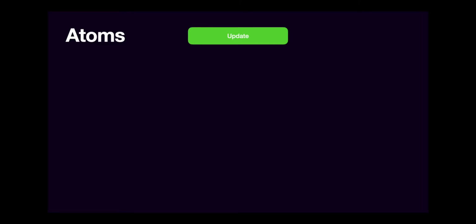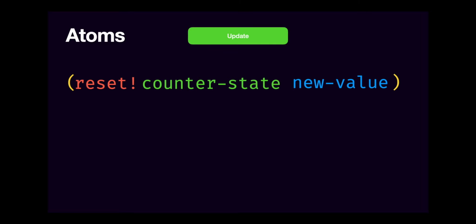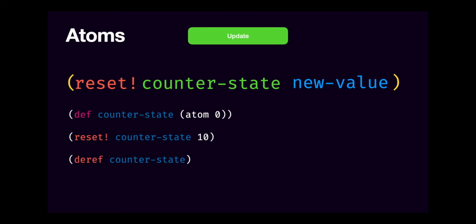Reset accepts two arguments as well. The first is the atom, like swap, but the second, instead of a function, is a value. And the reset function will take the value and use it as the new value of the atom. This function can be useful in certain situations, which we will see very shortly. Now that we know what atoms are, how to read the value of an atom, and how we can update an atom, let's implement our counter state.